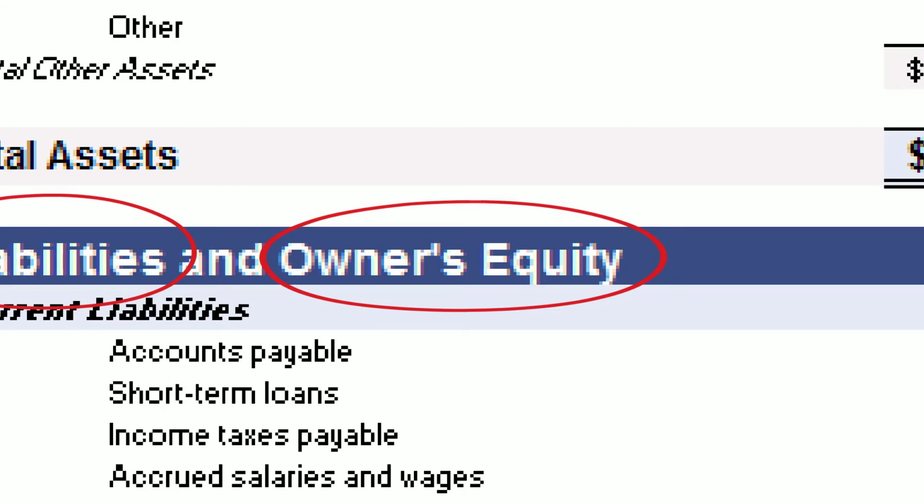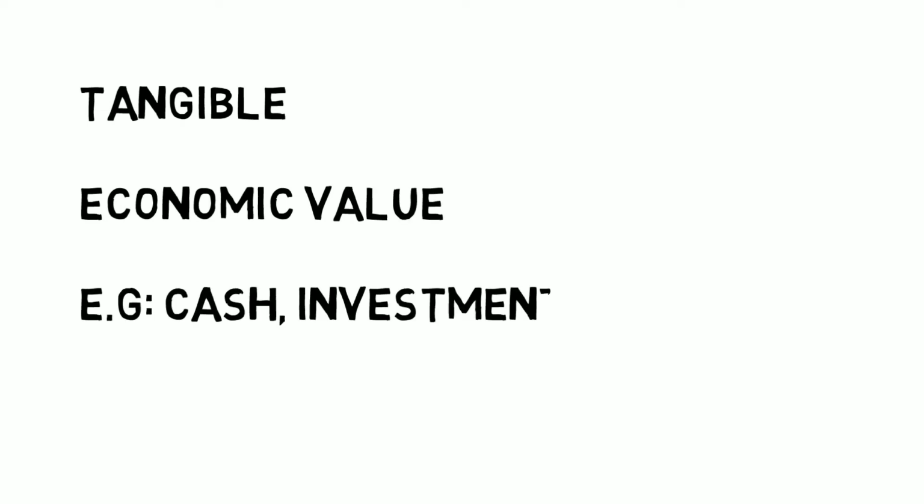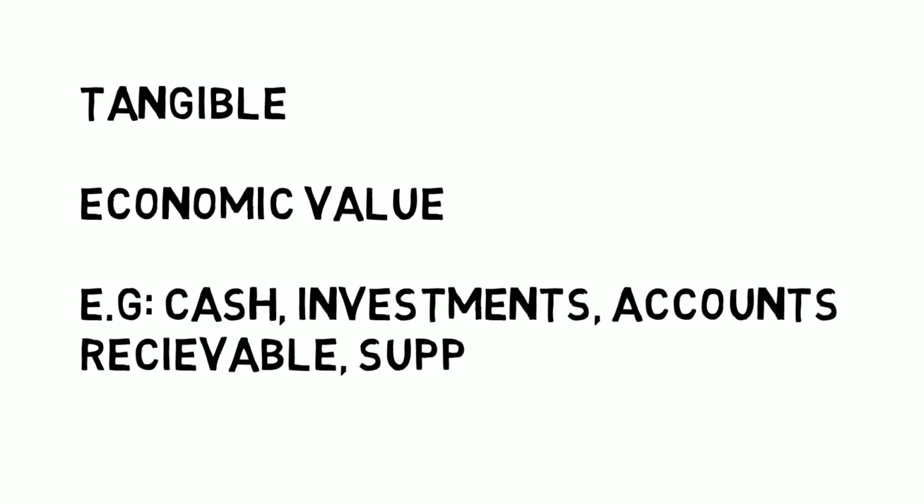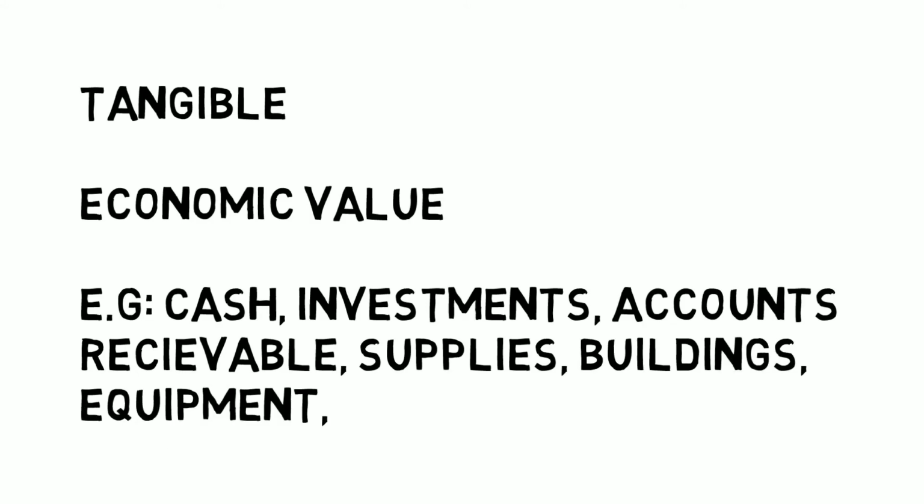So assets, as we know, are something tangible that have economic value on the balance sheet and for the firm. So some examples we'll see quite often in this course are cash, investments, accounts receivable, supplies, buildings, equipment, and vehicles.